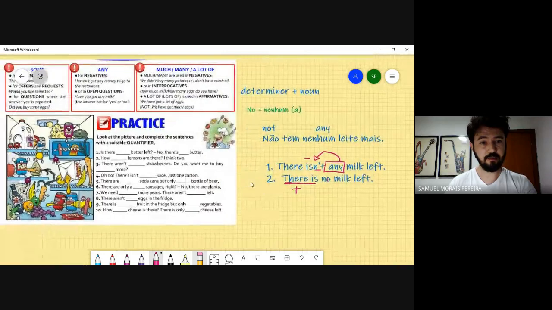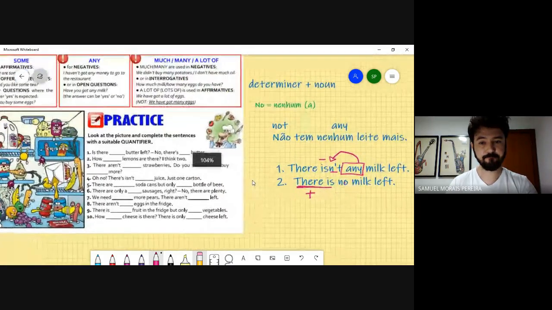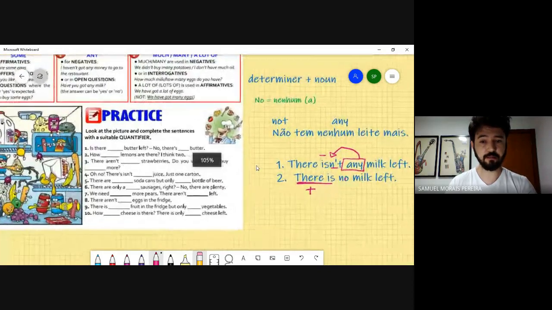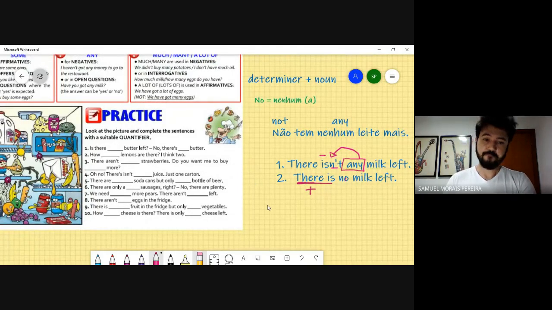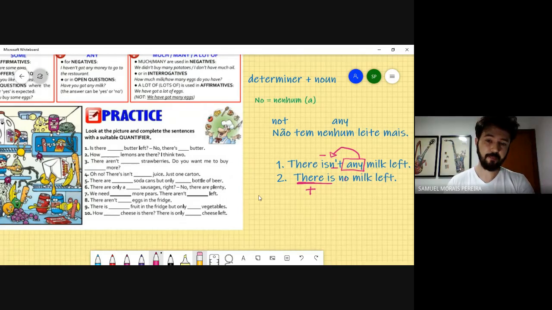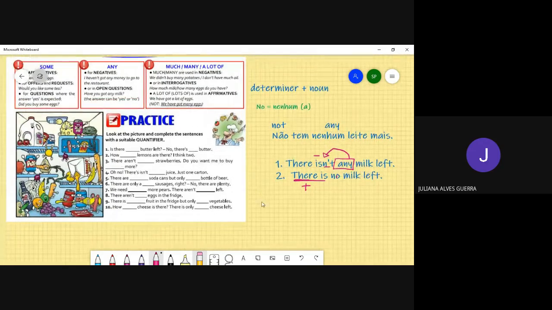So let's start here correcting the exercise. Do I have any volunteer to read the sentence 1 for us? Can I have a volunteer to read sentence 1? Eu posso ler. Juliana, please. Is there much bread left? No, there's any butter. Tá vendo, ó?